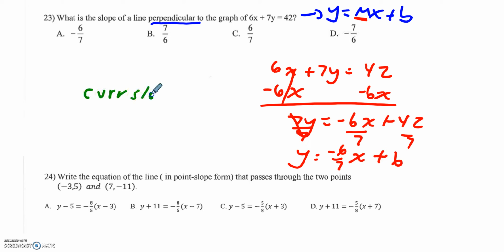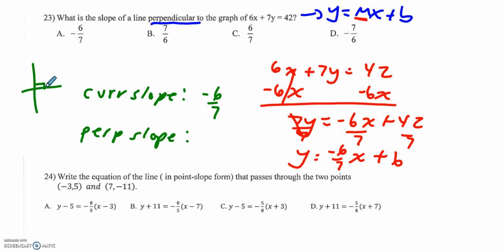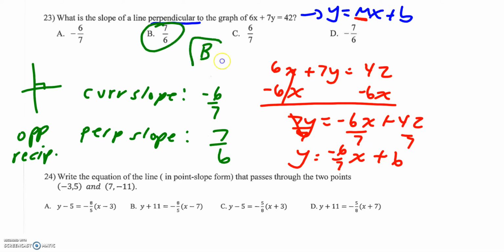So that means that my current slope in my line is -6/7. So my perpendicular slope means that my lines are hitting at a perfect right angle. In order for that to happen, my slopes need to be opposite reciprocals of each other. So that means I take my fraction and I flip it, and the sign changes as well. It's originally negative, so it becomes positive. If this was originally positive, it would become negative. So my answer again is B.